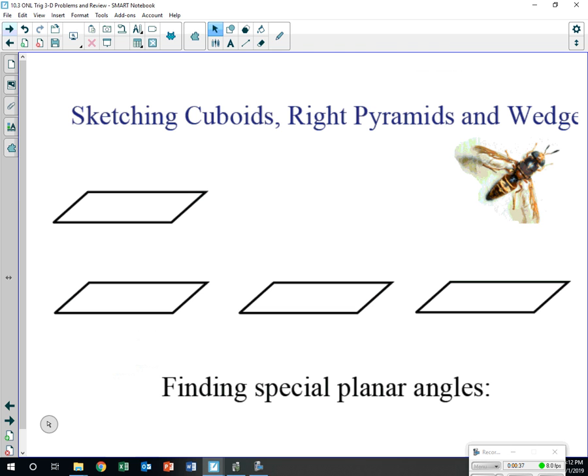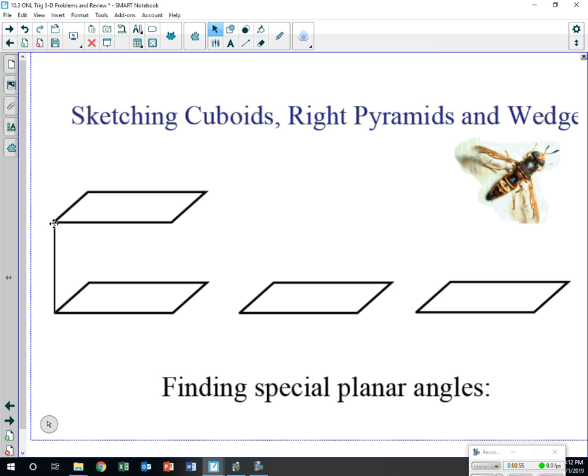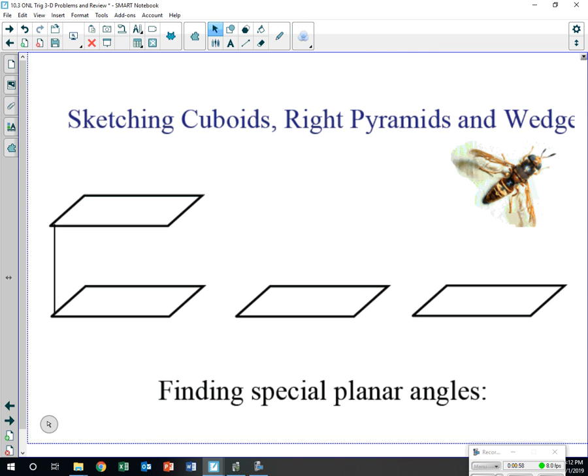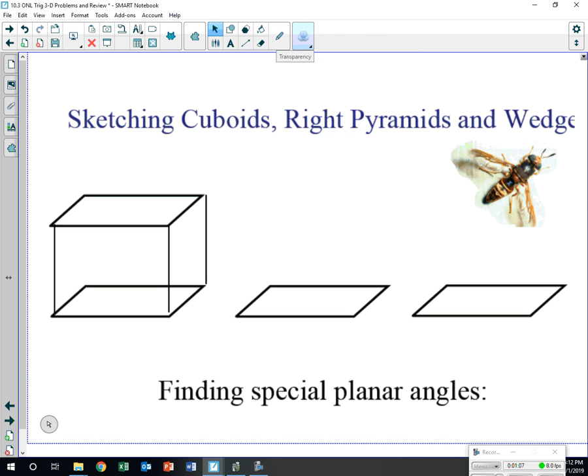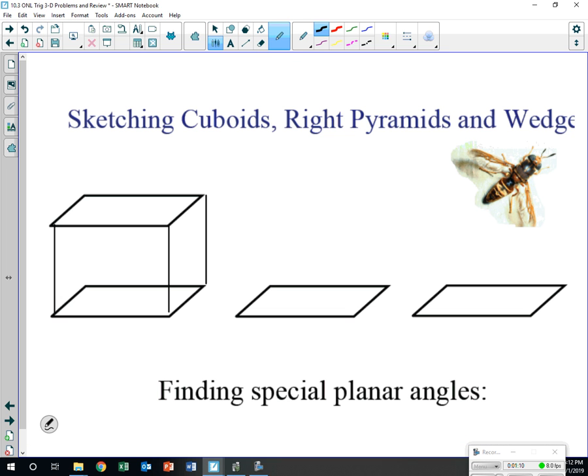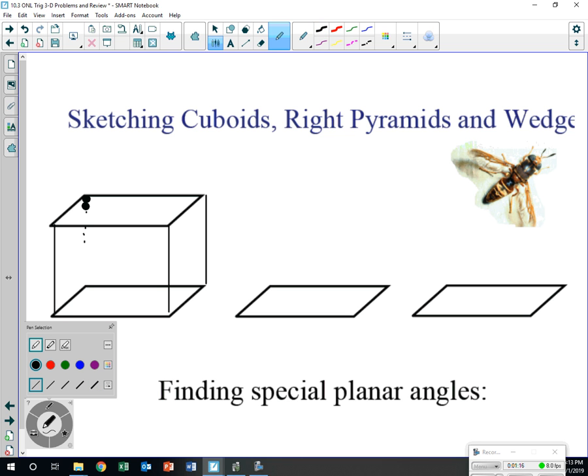So first thing I'm going to do before we do any 3D trig is we're going to talk about how you draw something in 3D. And almost everything starts with a parallelogram. So if you take two parallelograms and you stack them up and you put all of these here, like that, you've got yourself a cube.